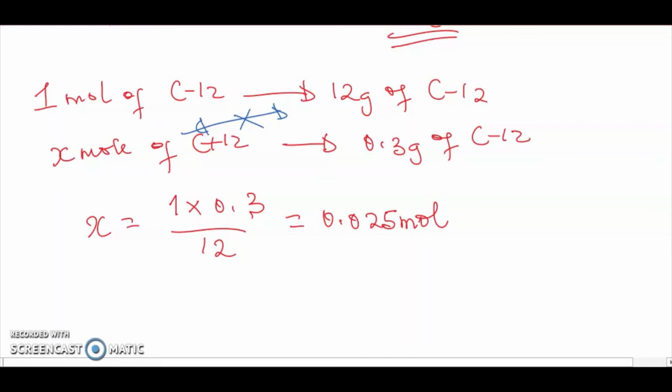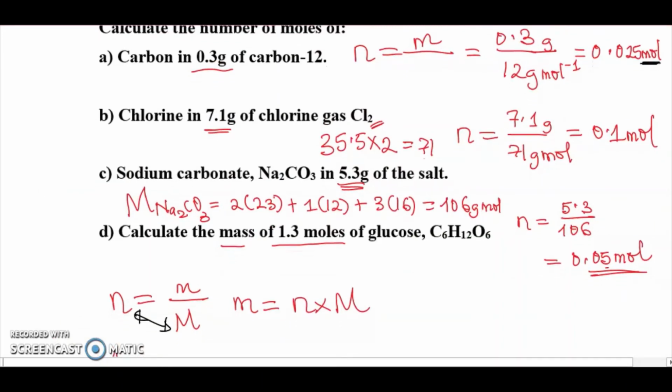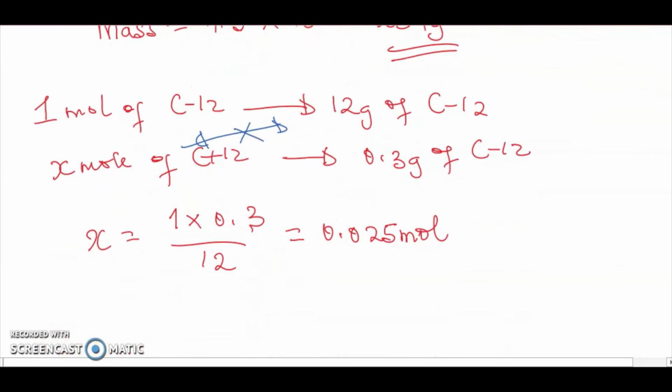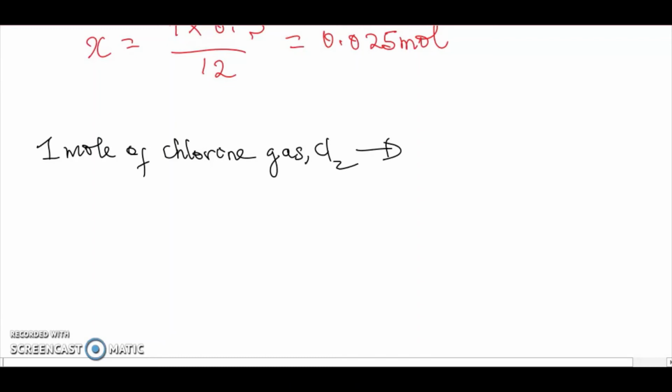Let's try the second one using this method. We should calculate the number of moles of chlorine in 7.1 grams of chlorine gas. Okay, let's see. Now we know that 1 mole of chlorine gas, that is Cl2, has a mass of 71 grams.